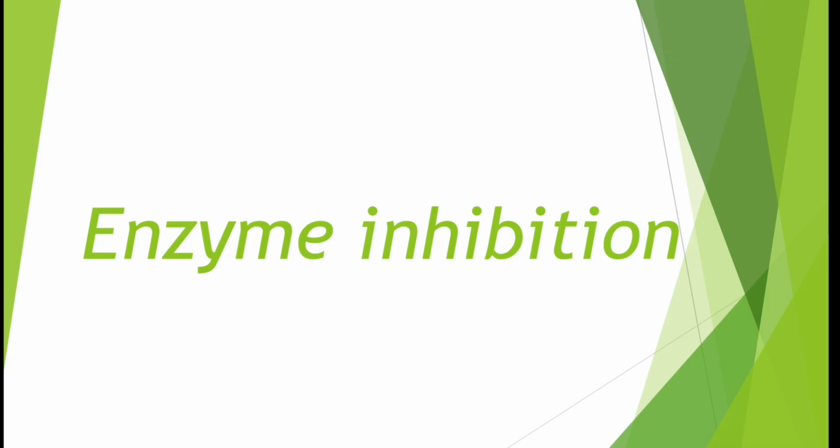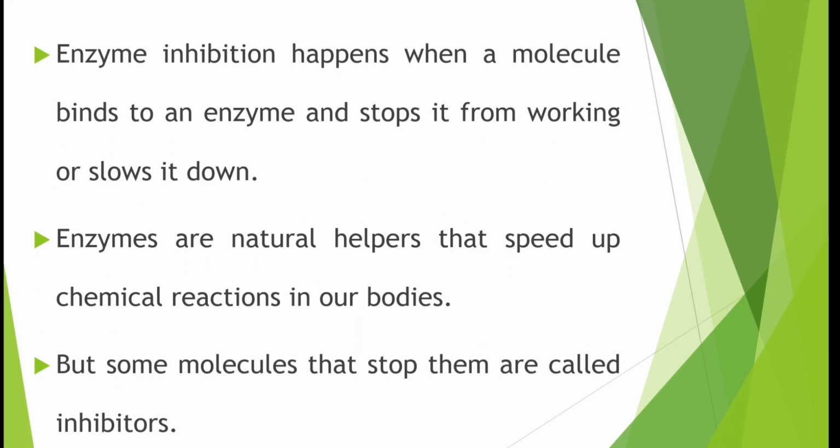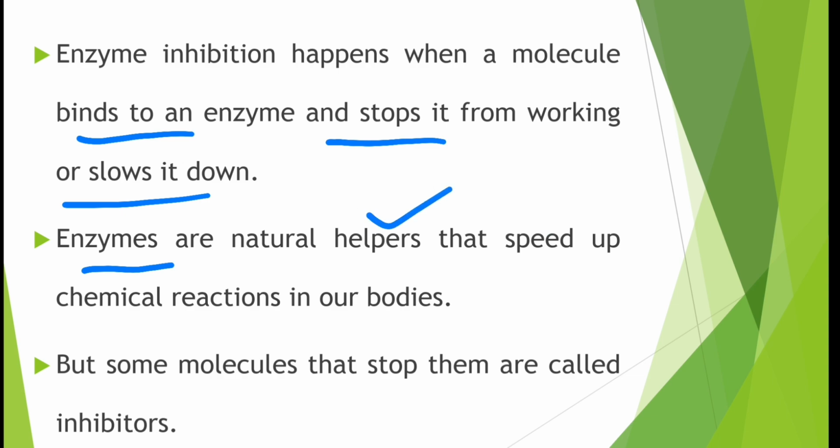In this video we will discuss enzyme inhibition. So what is enzyme inhibition? This is a phenomenon where a molecule called an inhibitor binds to an enzyme and stops it from working or slows it down. Enzymes are generally helpers that speed up chemical reactions inside our cells, but some molecules called inhibitors stop enzymes from doing their work.